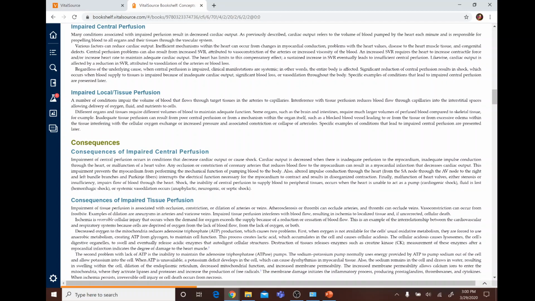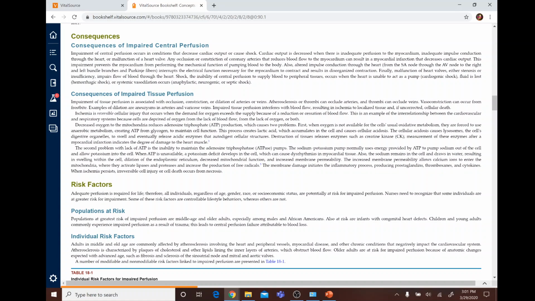Along with impaired central perfusion, we also have impaired local or tissue perfusion, and it just depends on what's causing it. Different organs and tissues require different volumes of blood to maintain adequate function. So the brain and intestines need large volumes of perfused blood compared to the skeletal muscle, and inadequate tissue perfusion can result from poor central perfusion or from a mechanism within the organ itself, such as a blocked blood vessel leading to or from tissue, or excessive edema within the tissue interfering with the cellular oxygen exchange, or increased pressure and associated constriction or collapse of arteries, stuff like that.